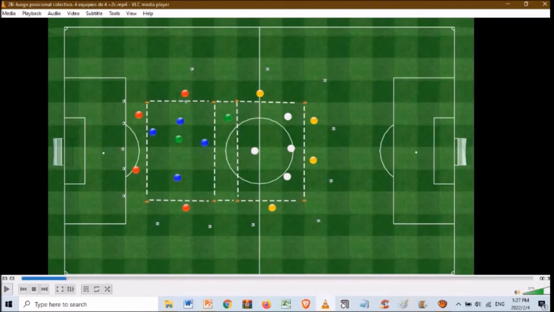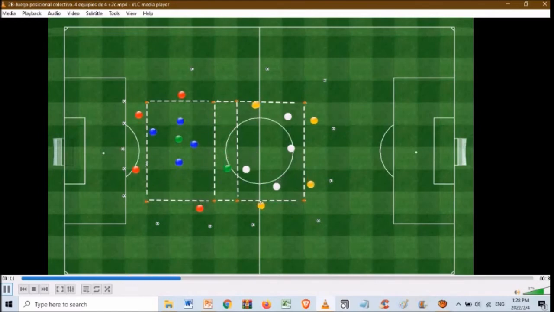So one team inside. After a certain amount of passes, we change to the other side. The jokers, you can even put 3, you can put 1. In this case, I made them play 1 in the square where the ball is, and 1 in the other space, in the neutral zone. Whenever there's a certain amount of passes, they change.